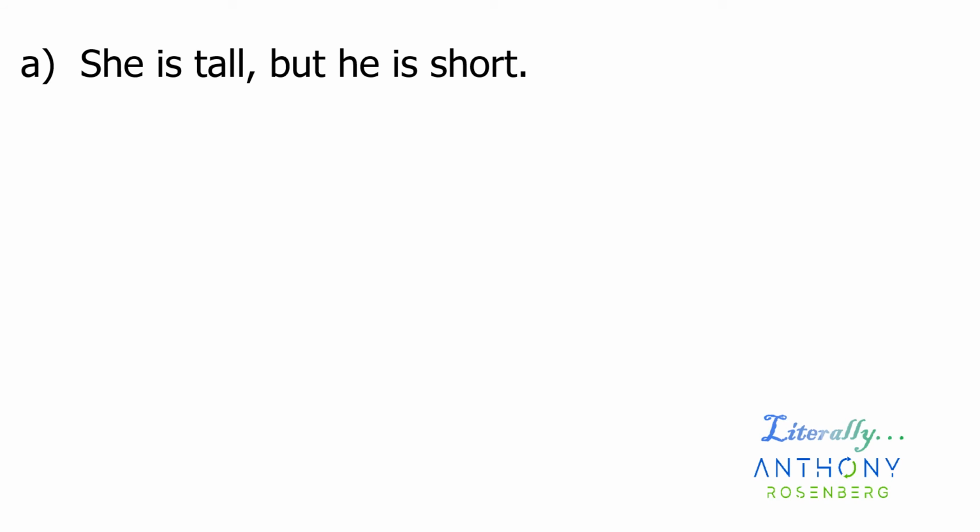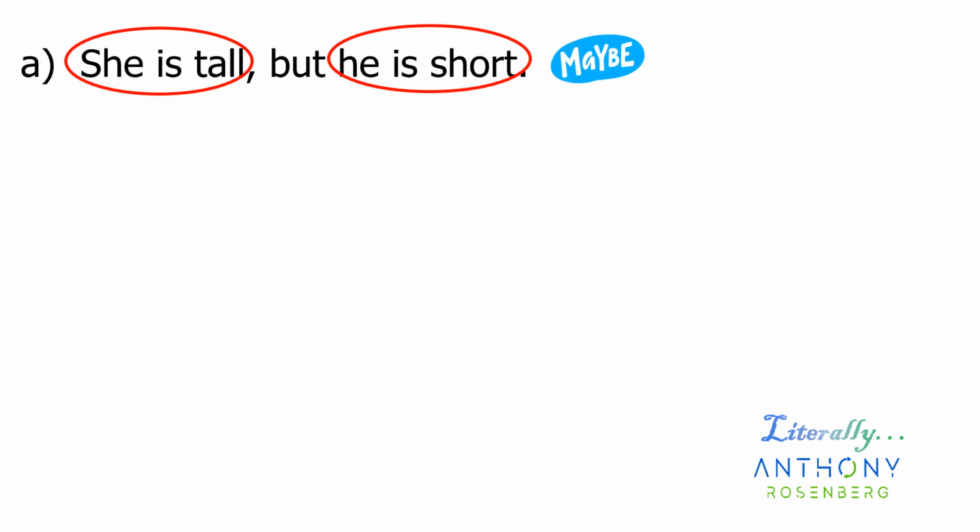The first one: she is tall, but he is short. So we have an independent clause, "she is tall", and "he is short", also an independent clause, joined by a coordinating conjunction. So that would seem to be correct. The comma is correct. However, I'm going to say maybe, because it's short and well balanced. She is tall, he is short, same balance. It's a short sentence. We could have removed the comma if we like. It's correct, but you can remove the comma. Tricky one.